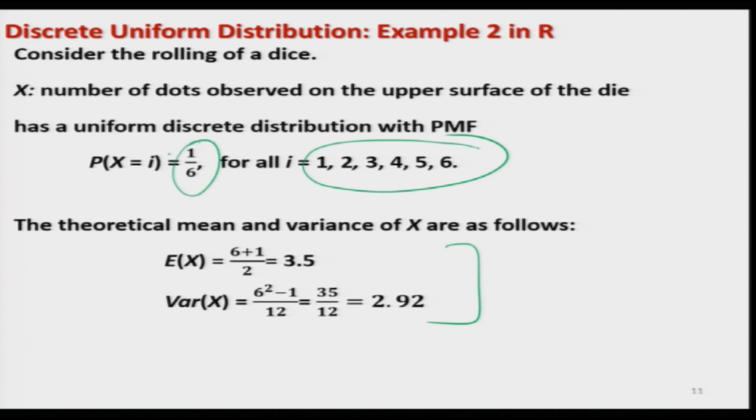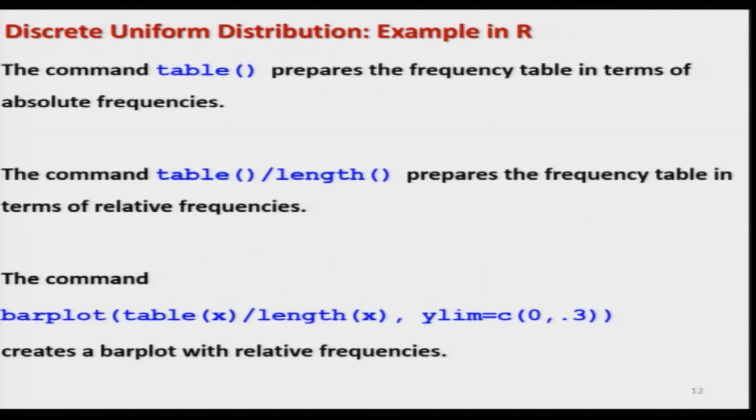Don't you get the first idea from here that possibly in this case a discrete uniform distribution can be used, which is going to give you a good idea about the real phenomena? Yes, this is how we get such information. Now, you know that the table command will prepare the frequency table in terms of absolute frequency, and table divided by length will prepare the frequency table in terms of relative frequency.